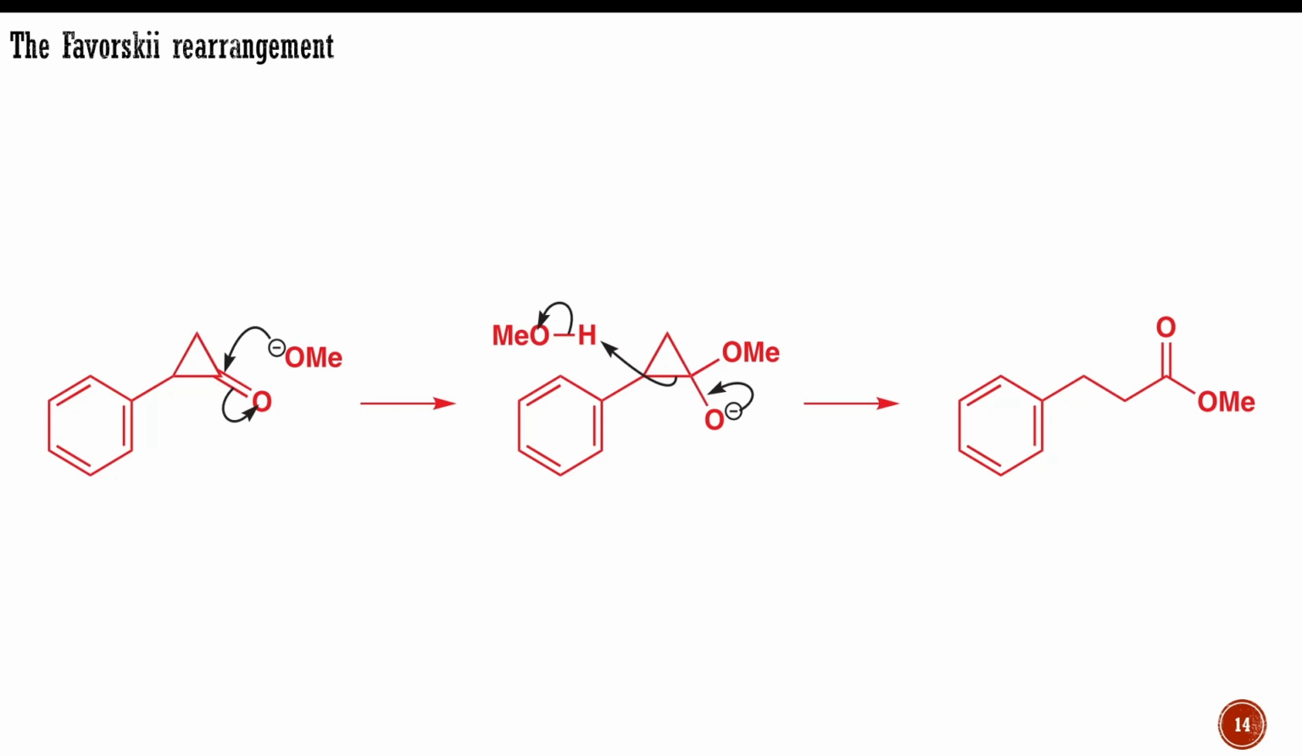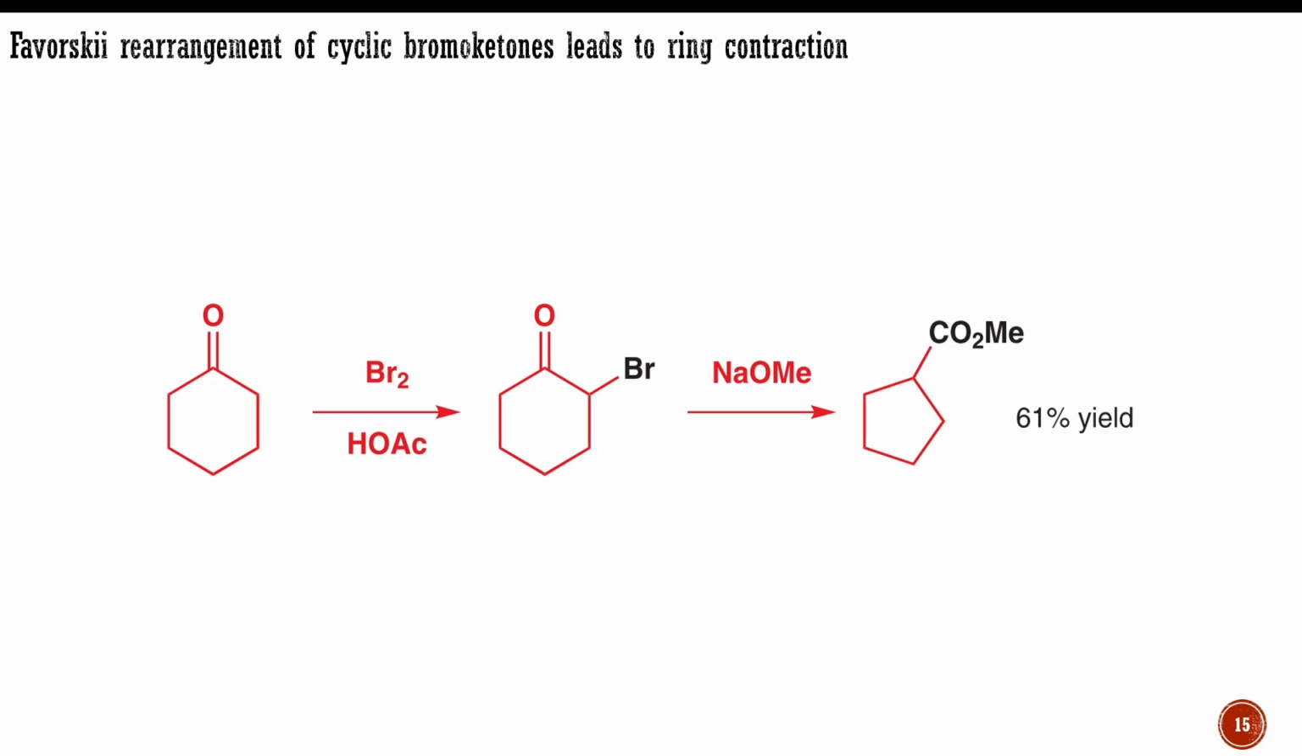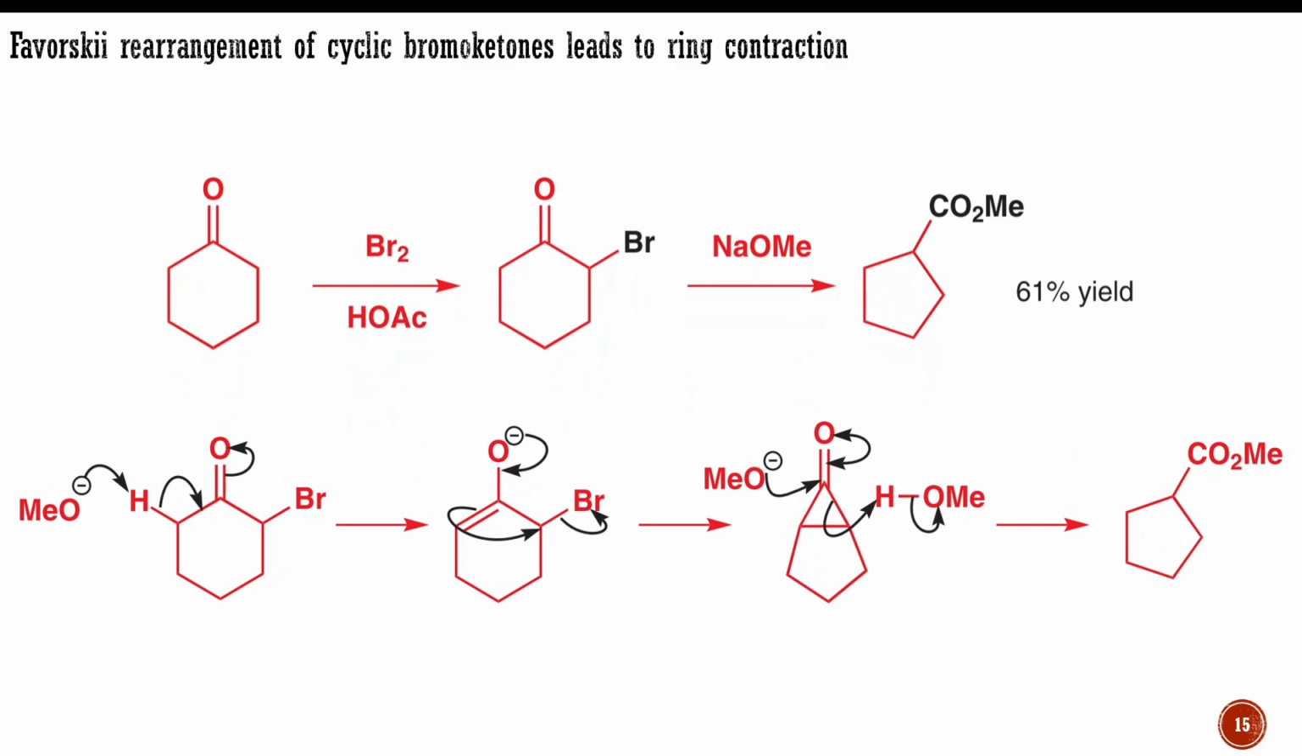Favorskii rearrangement of cyclic 2-bromoketones leads to ring contraction, and this has become one of the most fruitful uses of the rearrangement in synthesis. Bromination of cyclohexanone and treatment with methoxide gives the methyl ester of cyclopentane carboxylic acid in good yield. Enolization occurs on the side of the ketone away from the bromine atom and the enolate cyclizes as before.